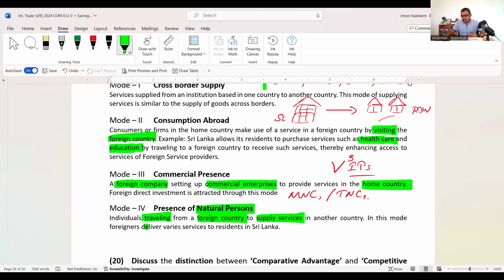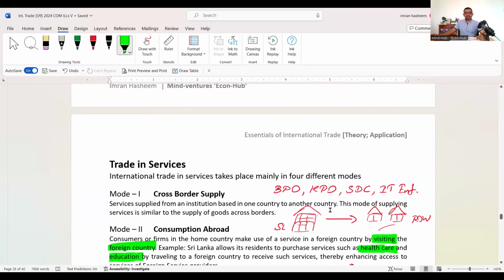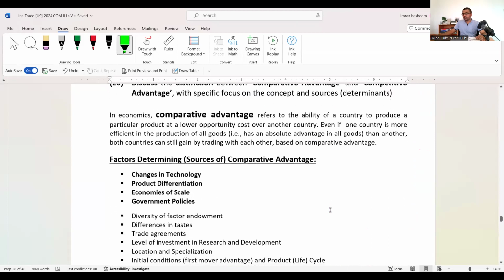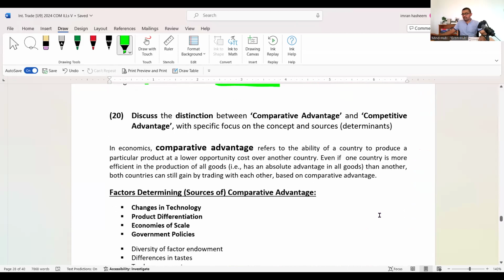In this mode, various services are received by the residents of the country, residents of Sri Lanka. We have all of these consultants, specialist doctors, gurus, marketing guru, HR guru, TikTok guru, Facebook guru, Instagram guru, whatever guru, or the experts come in, right? That is what we are talking about. Okay, influencers and all that, right? Any questions on that? No, we are okay. Then we talk about the concept of comparative advantage.